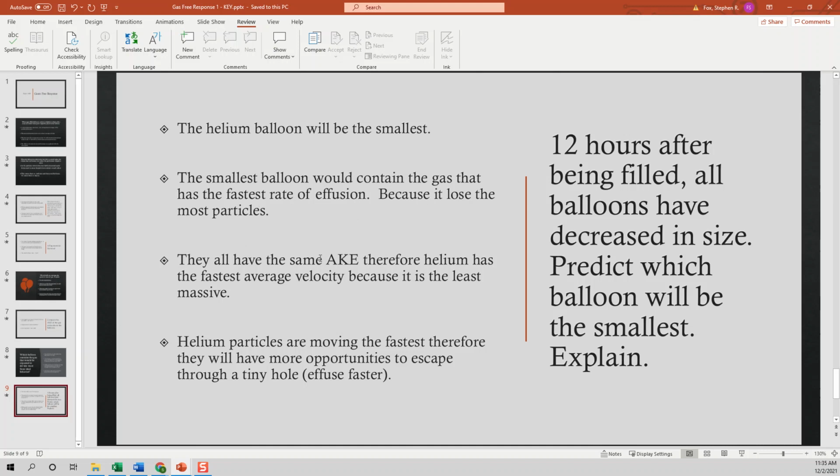They all have the same average kinetic energy. Therefore, helium has the fastest average velocity because it is the least massive. Helium particles are moving the fastest, therefore they will have more opportunities to escape through the tiny hole, which means they will escape faster. They will effuse faster. So the helium balloon will be the smallest.